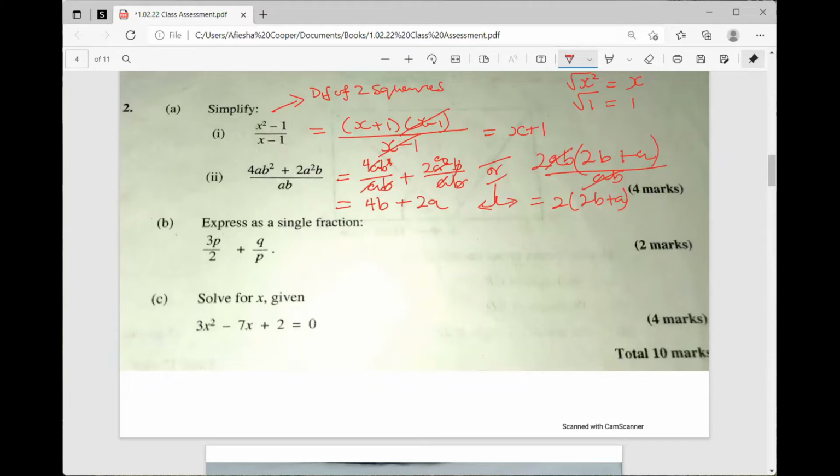Yes, I got 4b plus 2a squared b. I thought they couldn't divide because it was different variables for the 2ab part. But both of them have different variables. So the rule is, when you're dividing your variables, you subtract the powers.